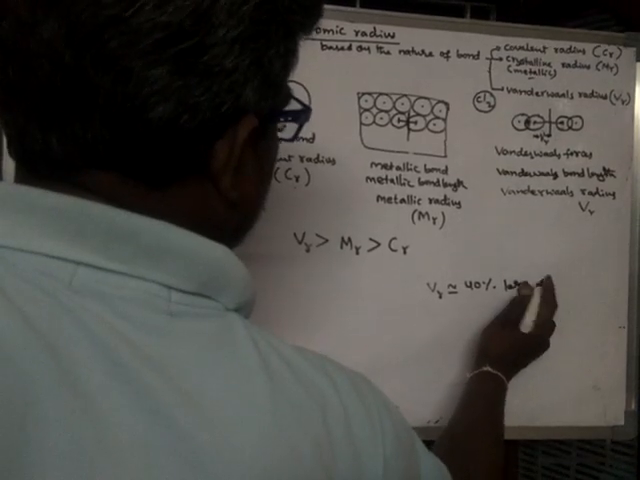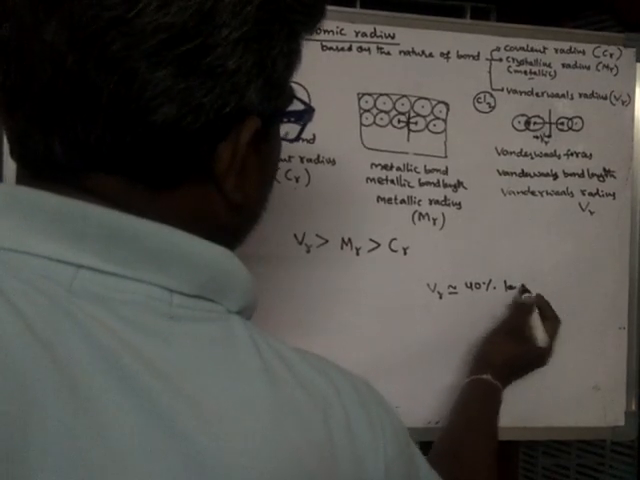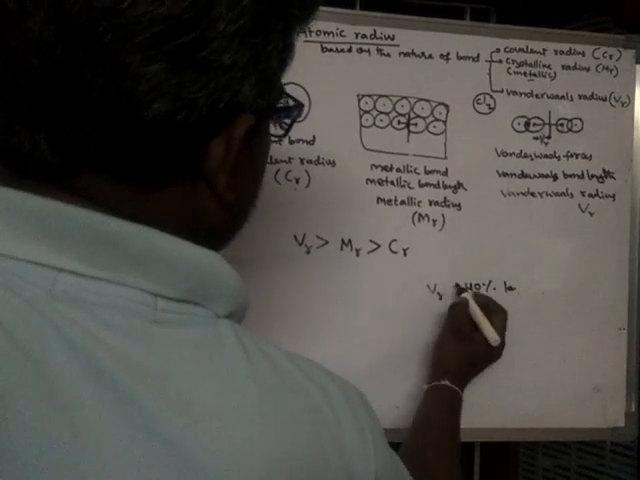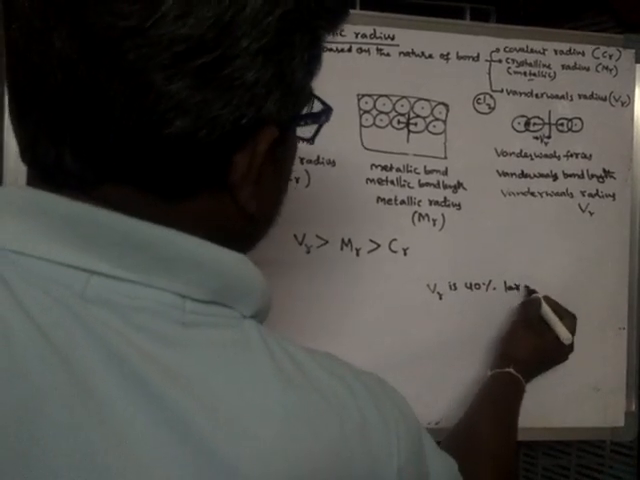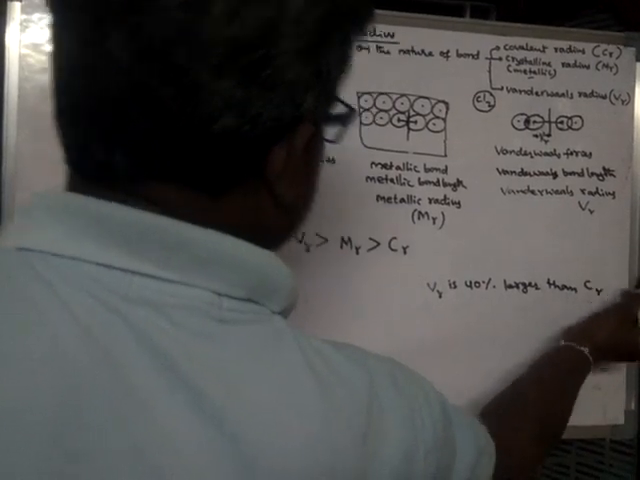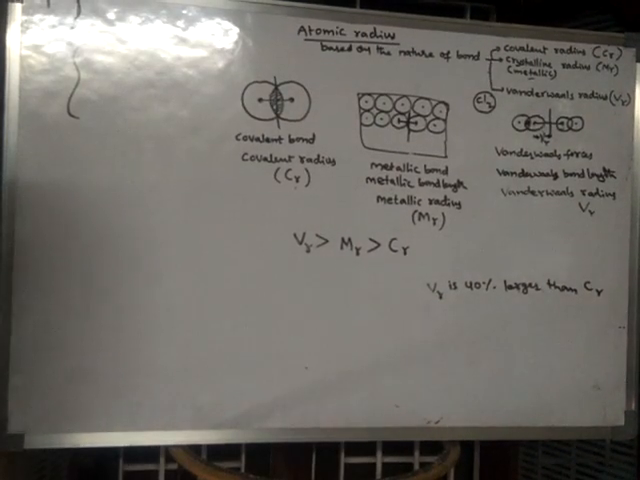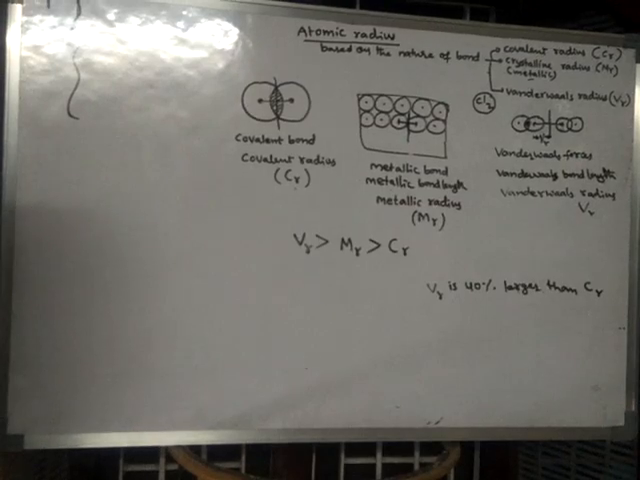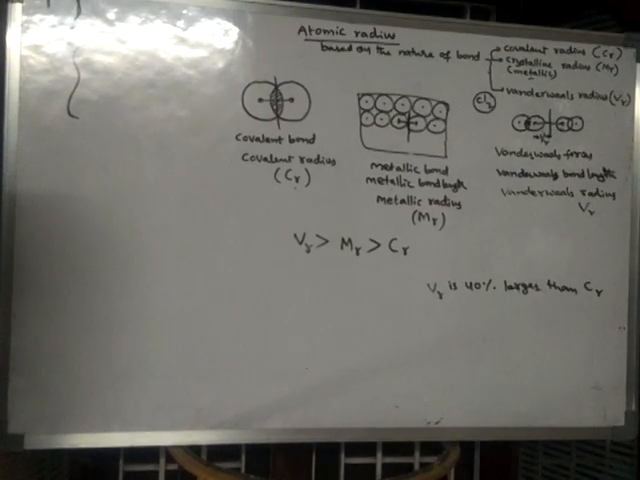Van der Waals radius is 40% larger than covalent radius. Remember that van der Waals radius is 40% larger than covalent radius.